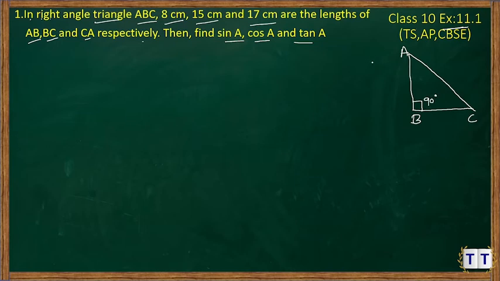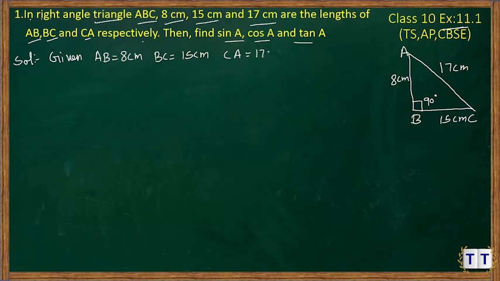So the longest side will be my 17. Hypotenuse is my longest side, and AB is given as 8 centimeters, and BC is given as 15 centimeters. So everything is given, so let's do the solution. After drawing the diagram, write the given: AB equals 8 centimeters, BC equals 15 centimeters, CA or AC, anything you can write, equals 17 centimeters. He is asking us to find sin A, cos A and tan A.